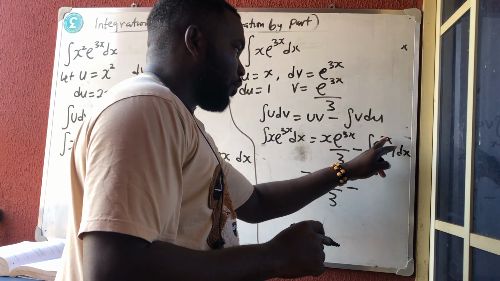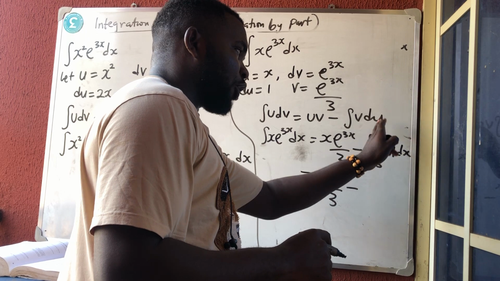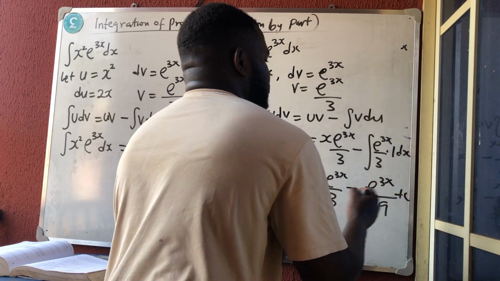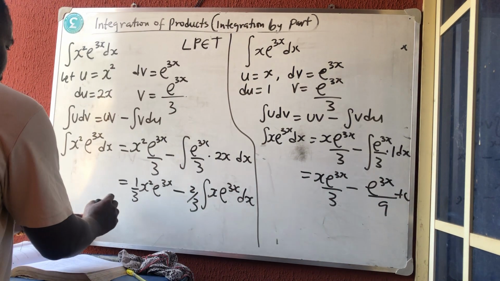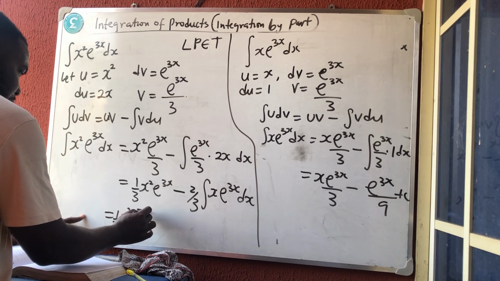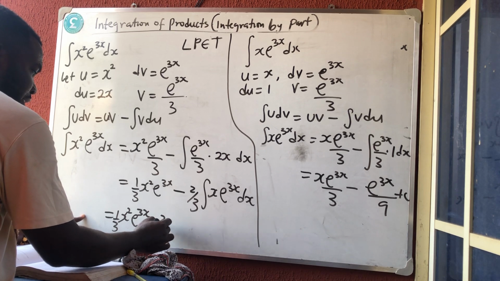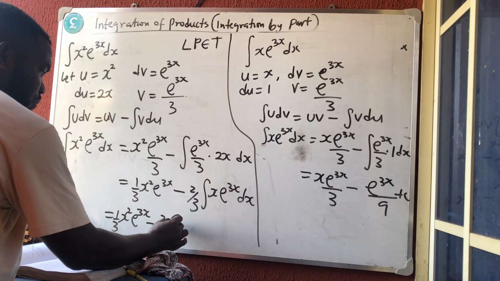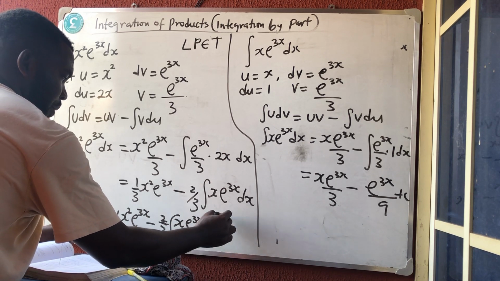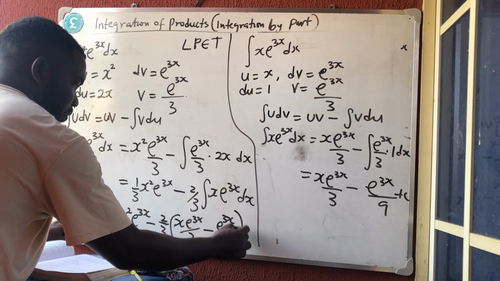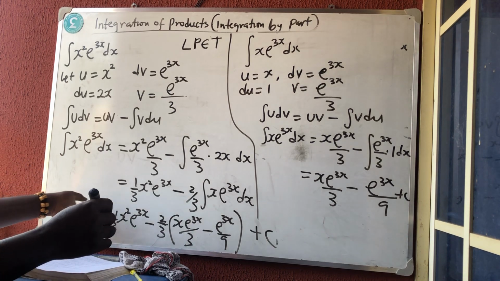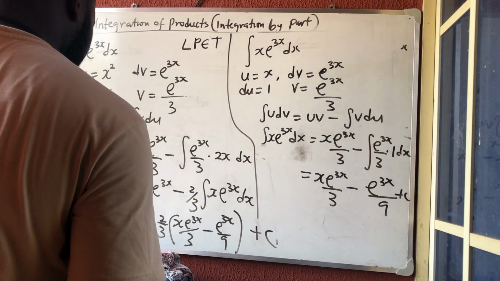but the integration of e raised to power 3x will be what? Another 3 coming down. So I'm going to have e raised to power 3x over 9 then plus a constant. So this is now the answer I'll substitute here. So finally my answer is now 1 over 3x squared e raised to power 3x minus 2 over 3 into x e raised to power 3x over 3 minus e raised to power 3x over 9. You close, then you now put plus a constant. So that is my answer. You can decide to open bracket and or factorize if you like.